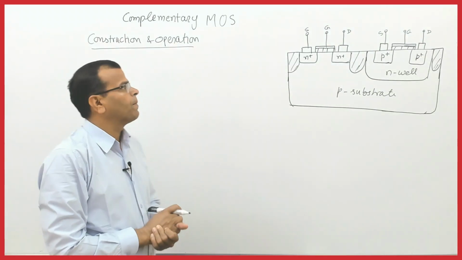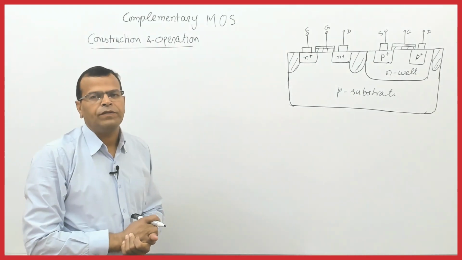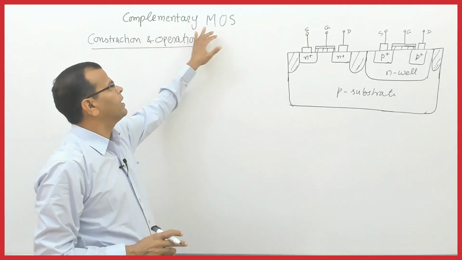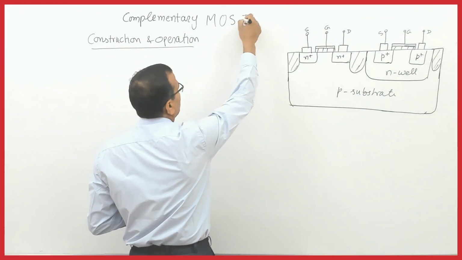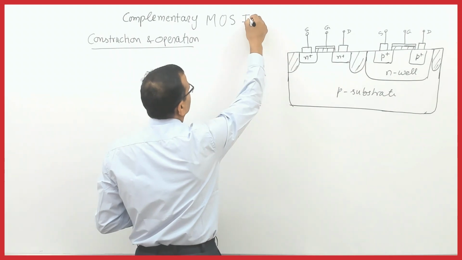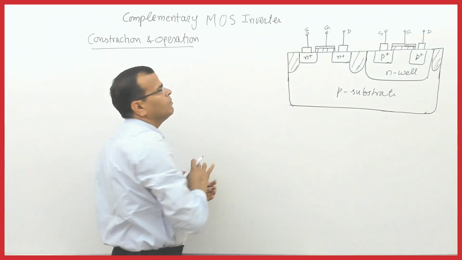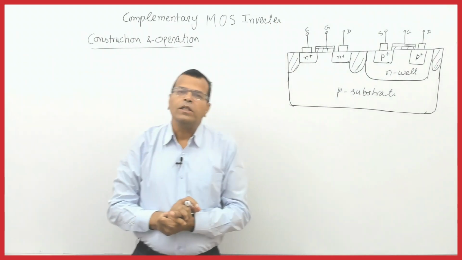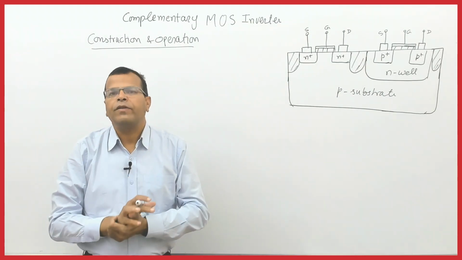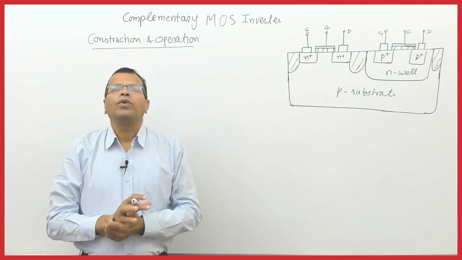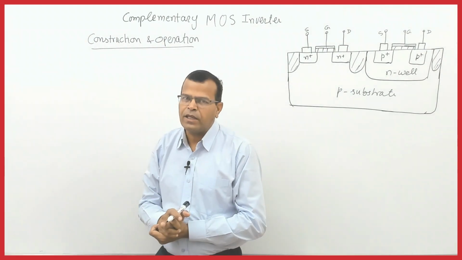Hello friends, now we will discuss another important topic from the MOSFET family, that is complementary MOS, and specifically we will be talking about the complementary MOS inverter, that is the CMOS inverter. We call it the CMOS inverter. The CMOS inverter is basically a semiconductor device based on MOS technology, and it is used in digital circuits as an inverter.